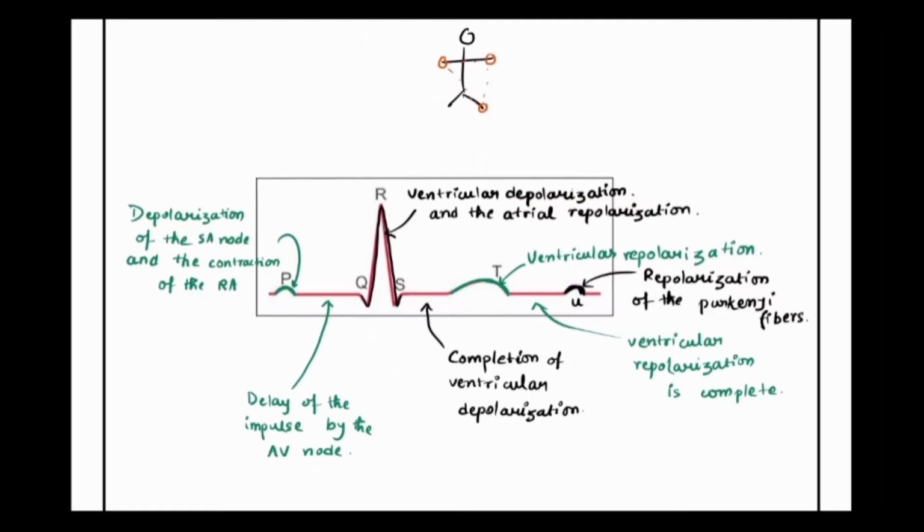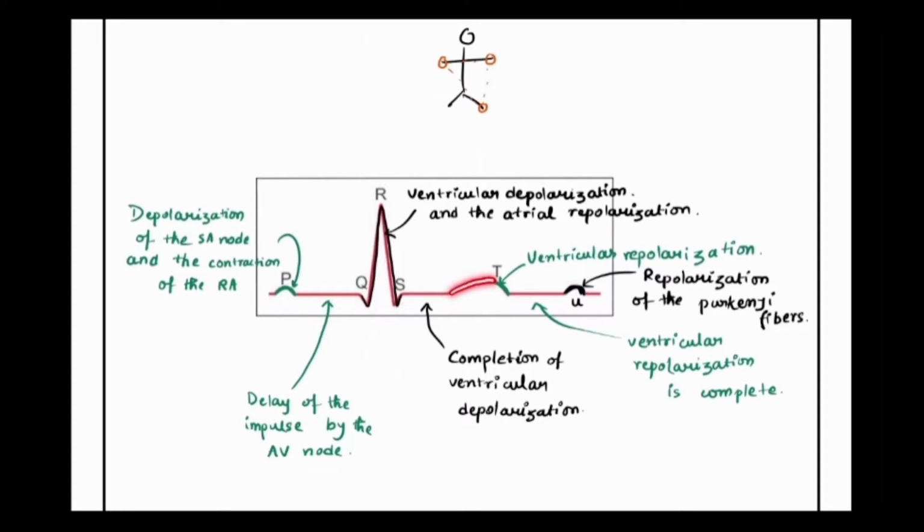Next comes the QRS wave, which signifies the ventricles contracting, that is the ventricular depolarization, and along with that the atria, which were in their depolarized mode, become repolarized. Then again there is a delay which ensures that all of the blood that was present in the ventricles goes out of the heart. So the completion of the ventricular depolarization is signified by this flat line.